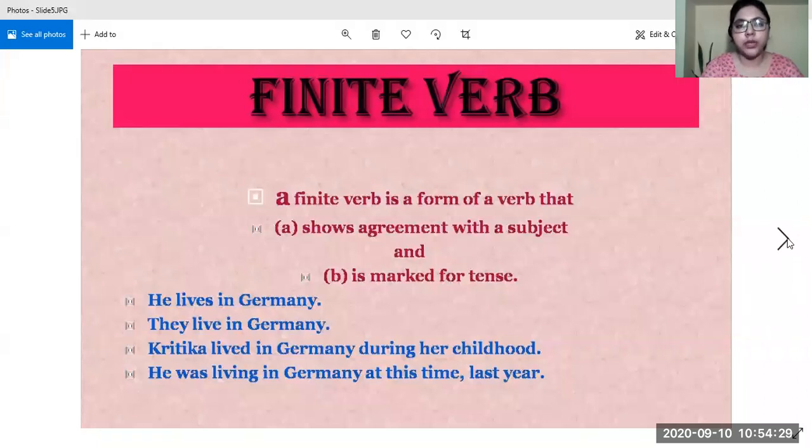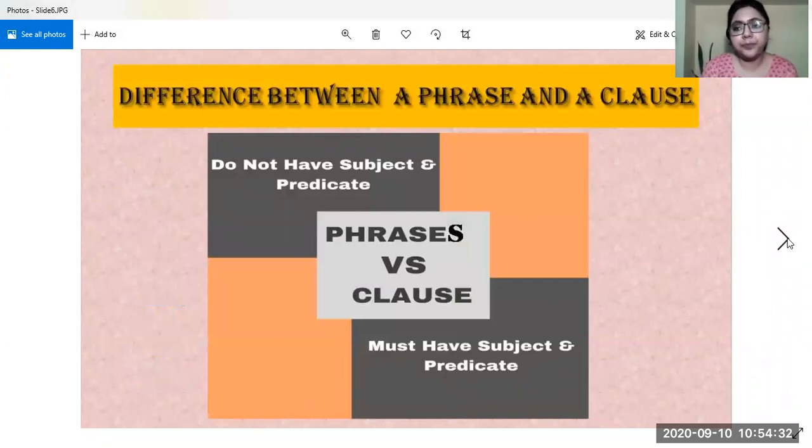Okay, now moving on. Yesterday we did the concept of phrase. So it is very important to know the difference between phrases and clauses. The most important distinguishing factor is that phrases do not have a subject and a predicate. Phrases might act as a subject or predicate, but themselves do not have any subject or predicate. While clauses must have a subject and a finite verb. This is the most important point which you should know.